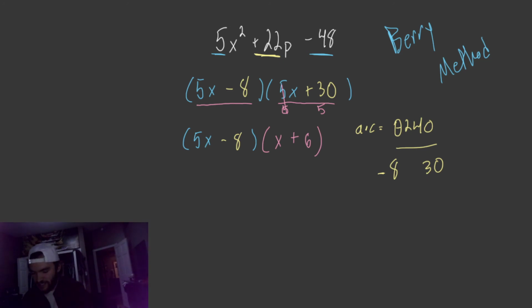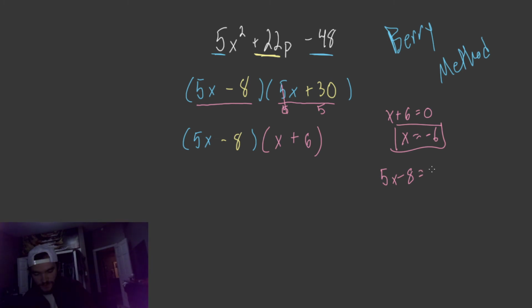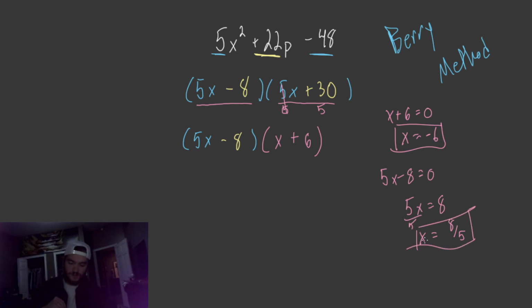If I were to find the zeros of this, I do the same thing. I just put them equal to 0. So x plus 6 equals 0 becomes x equals negative 6. That's one of the solutions. And then 5x minus 8 equals 0. I would add the 8 over, so this becomes 5x equals 8. So then x equals 8 over 5, because I would divide the 5 over to the other side. So these are my two solutions. At x equals 8 over 5, and at x equals negative 6.